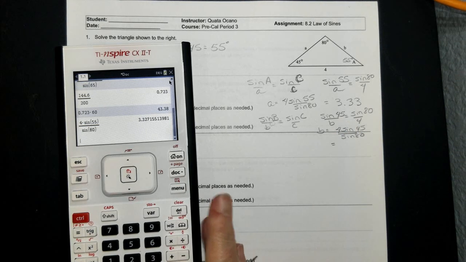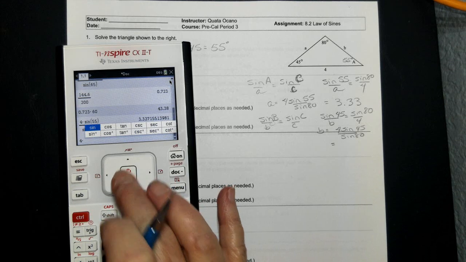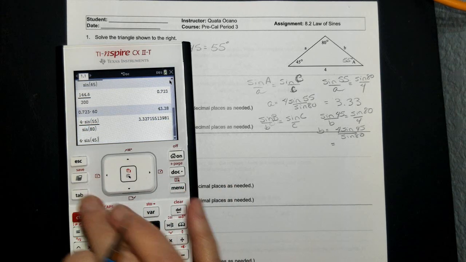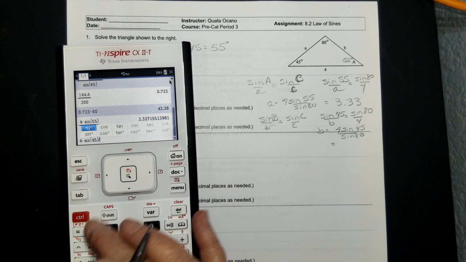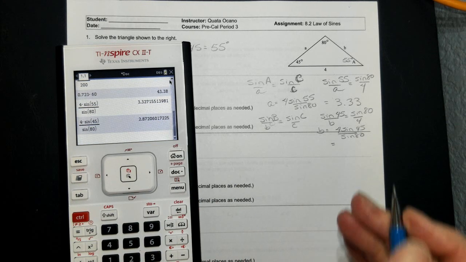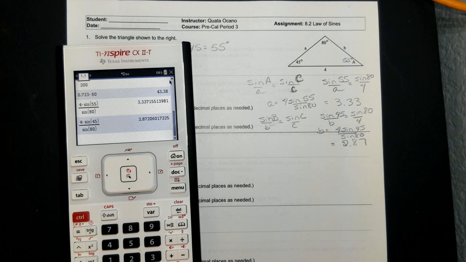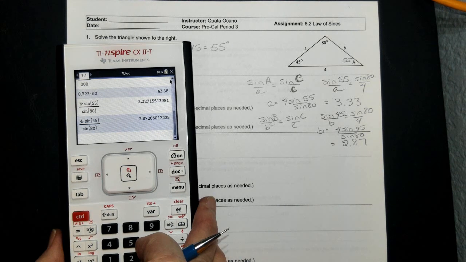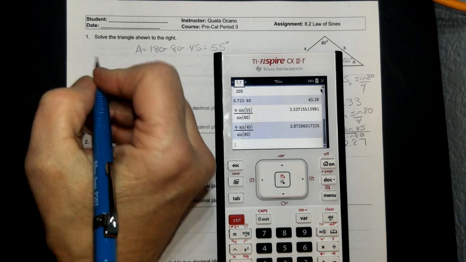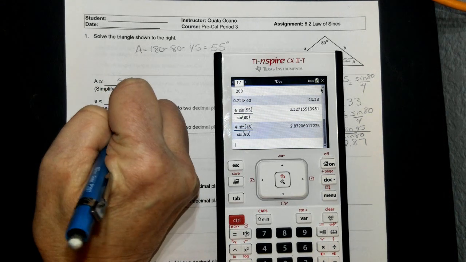And that, calculator, 4 times sine 45 divided by sine 80 equals 2.87. So if you want to take a moment and pause to look at the calculations in the calculator, go right ahead. So that would be 3.33 and 2.87. All right, let's move on.